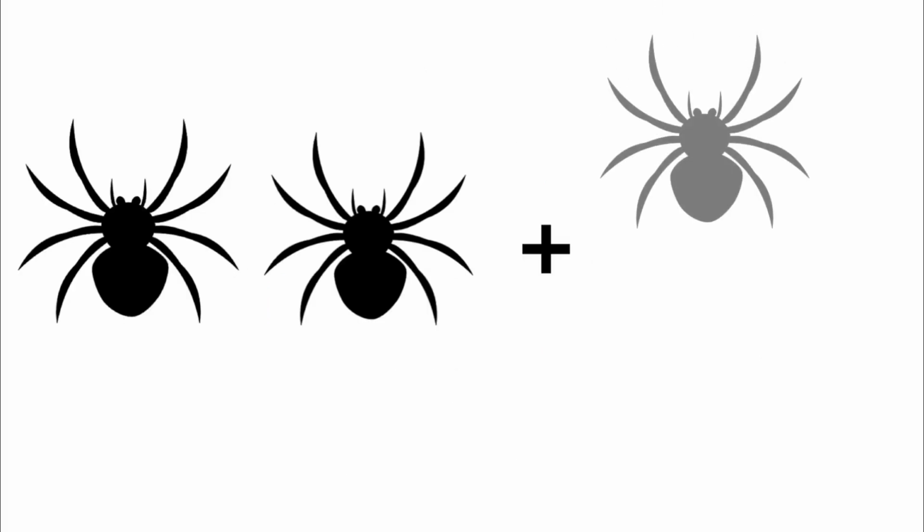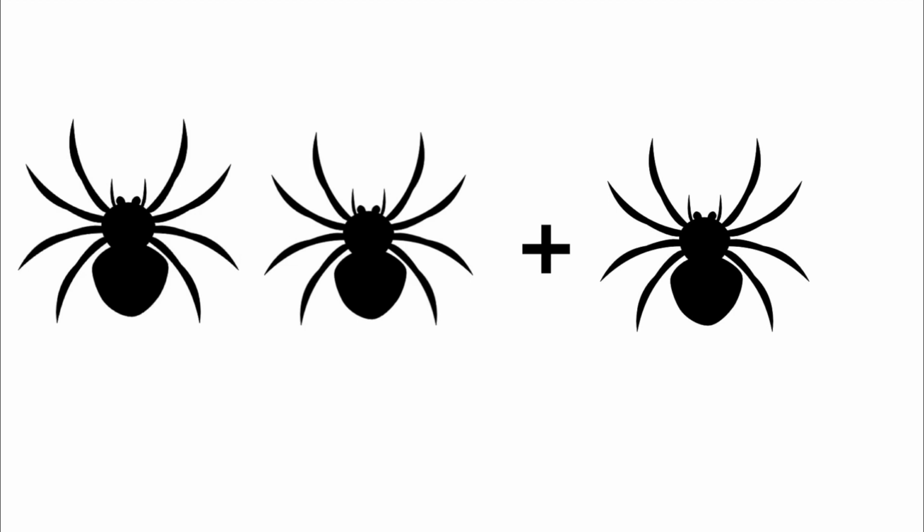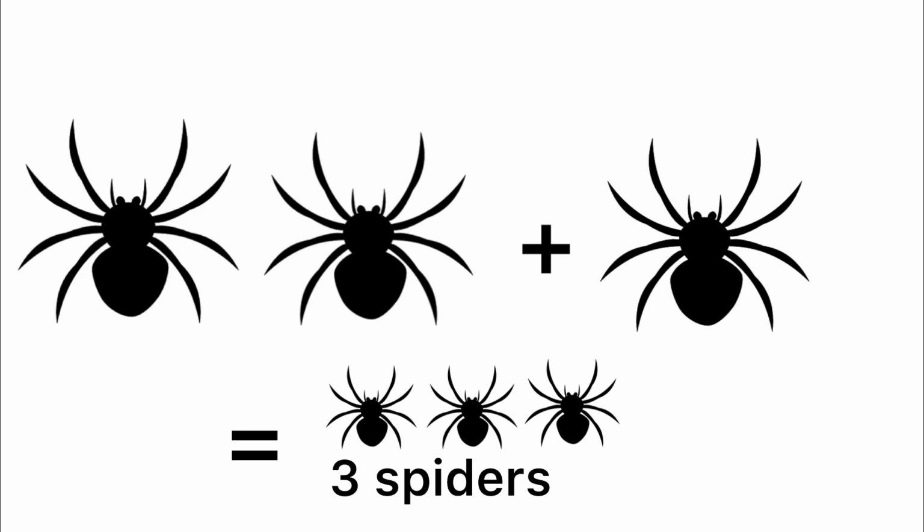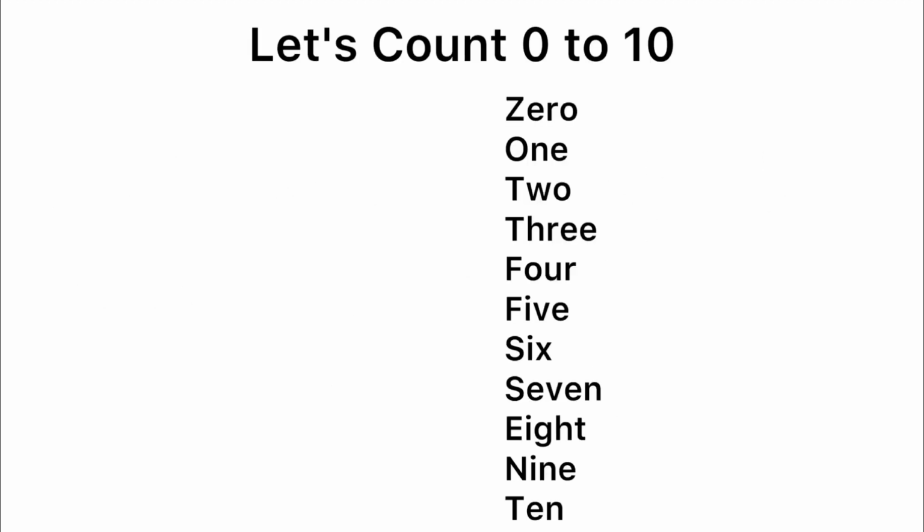2 spiders plus 1 spider equals 3 spiders. Right, you're correct. Let's count 0 to 10. 0, 1, 2, 3, 4, 5, 6, 7, 8, 9, 10.